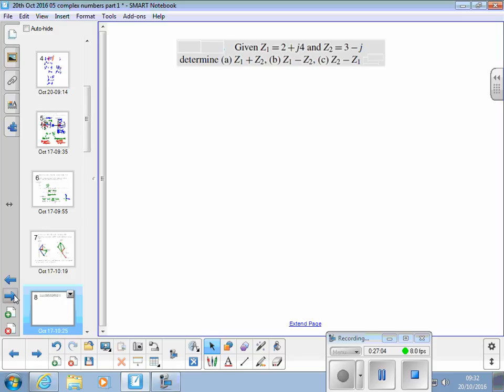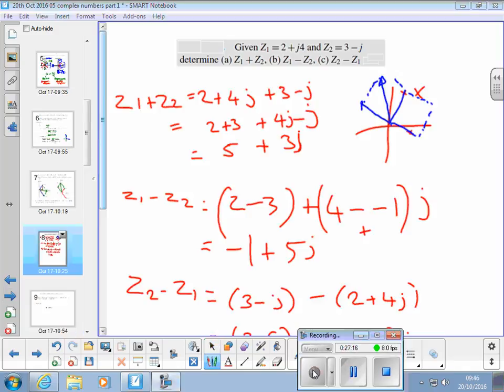Given that Z1 is equal to 2 plus 4j and Z2 is equal to 3 minus j, do those three additions A, B and C. So for the first one, Z1 plus Z2, so it's 2 plus 4j plus 3 minus j. Add the two real parts there to make 5. Add the two imaginary parts there, so we've got 4j minus j becomes 3j.